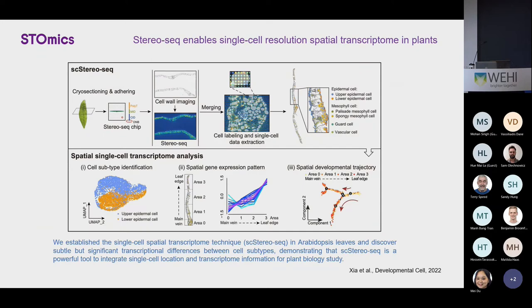And then also we applied it to plants. For plant cells, they have cell walls, which makes single-cell sequencing somewhat difficult. But for Stereo-seq, that's a big advantage, because when we take a slice of the plant tissue, and we stain the cell walls, then you get very, very accurate cell segmentation. So we call this single-cell Stereo-seq, SC Stereo-seq. And we did this on Arabidopsis.